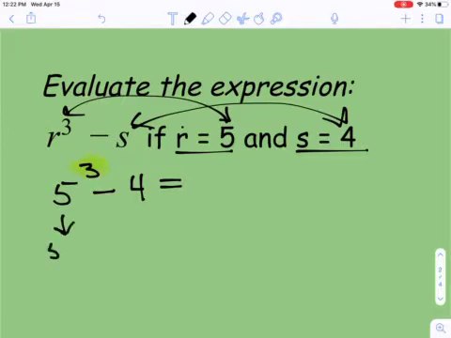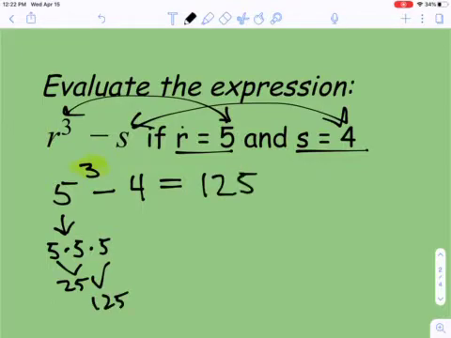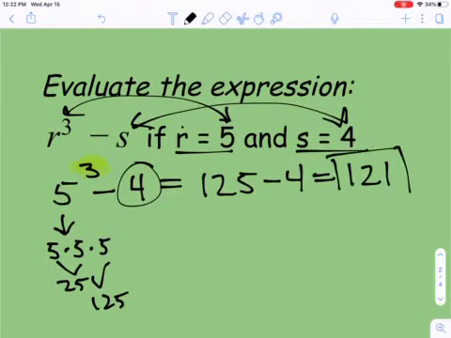Well, we've done that. This means 5 times 5 times 5, 5 multiplied by itself 3 times, which is 25 times 5, which is 125. So you get 125, and then finish writing out the rest of the expression. There's nothing to simplify here. 125 minus 4 gives you 121. And you are finished with that problem.